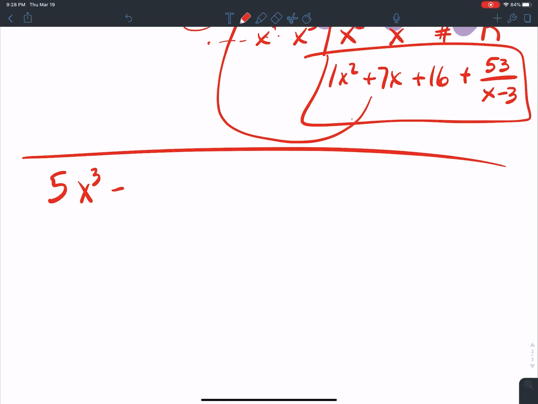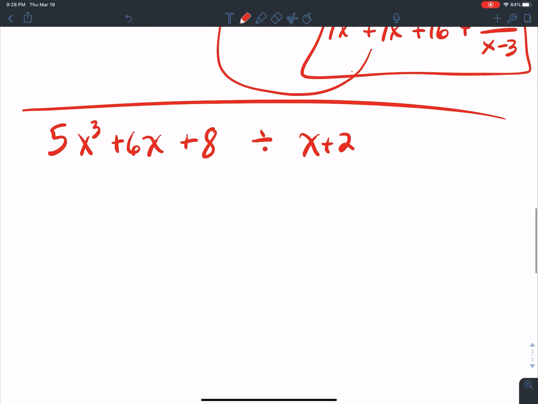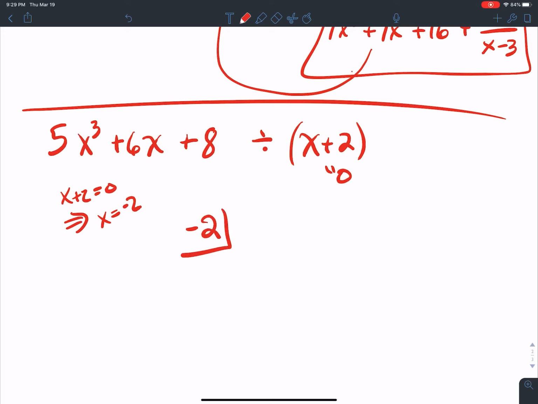5x cubed plus 6x plus 8 divided by x plus 2. Okay, so let's use synthetic division here. So what do I do first? I take this piece, x plus 2, set it equal to 0, solve for x. So x plus 2 equal to 0 gets me x equals -2. So I take my -2 and I put it in my box.